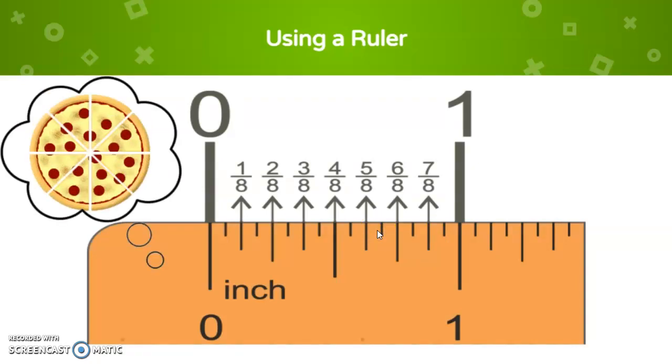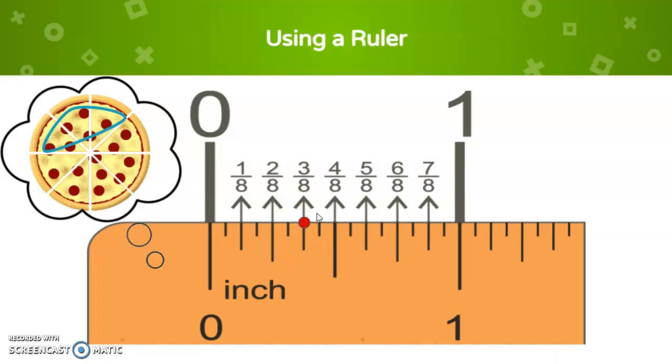Thinking back to our pizza from the beginning, this whole pizza was divided into 8 parts. If we take 3 of these pieces of the 8 pieces of pizza, can we find the 3 out of 8 on the number line? So 3/8 is located right here because 4/8 is half of the pizza and 3/8 is not quite half, but almost.